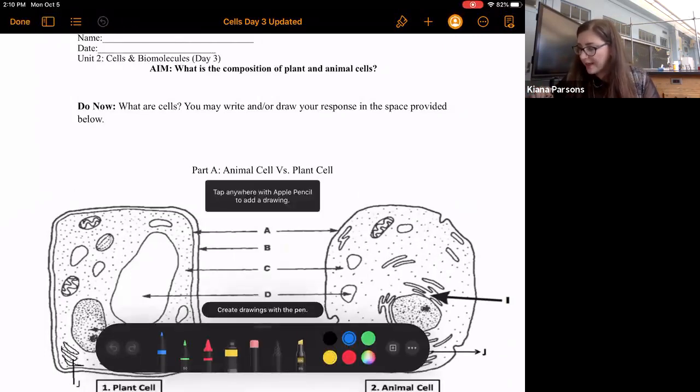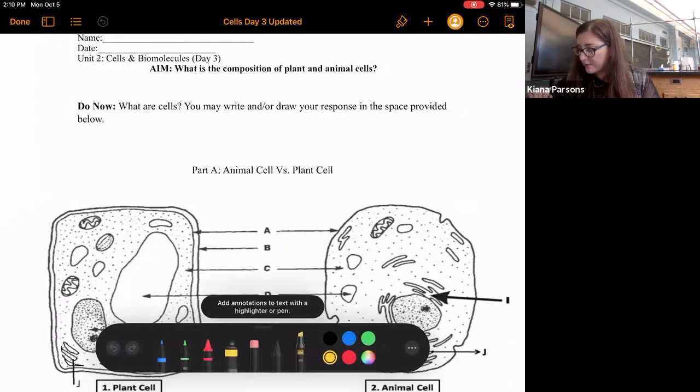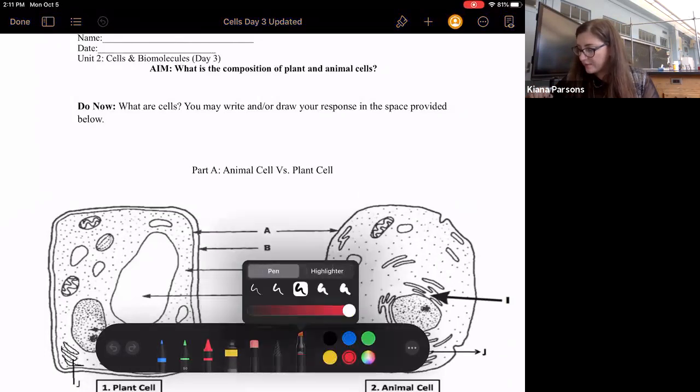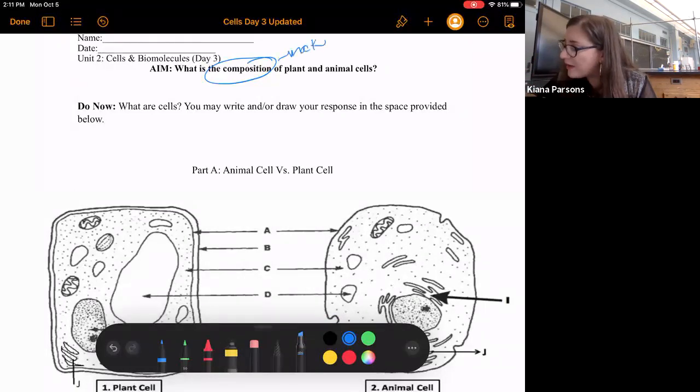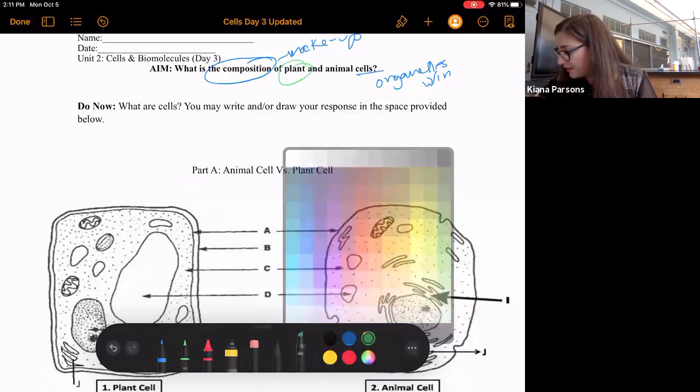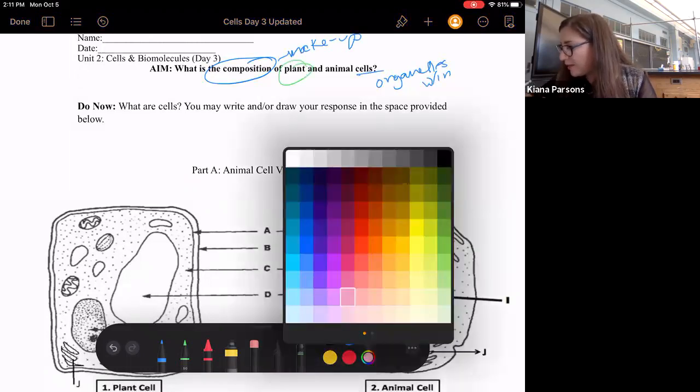So let's go ahead and get started. So what is composition? Composition means the makeup. And in this case, when we're talking about cells, we are talking about the organelles within plant and animal cells.